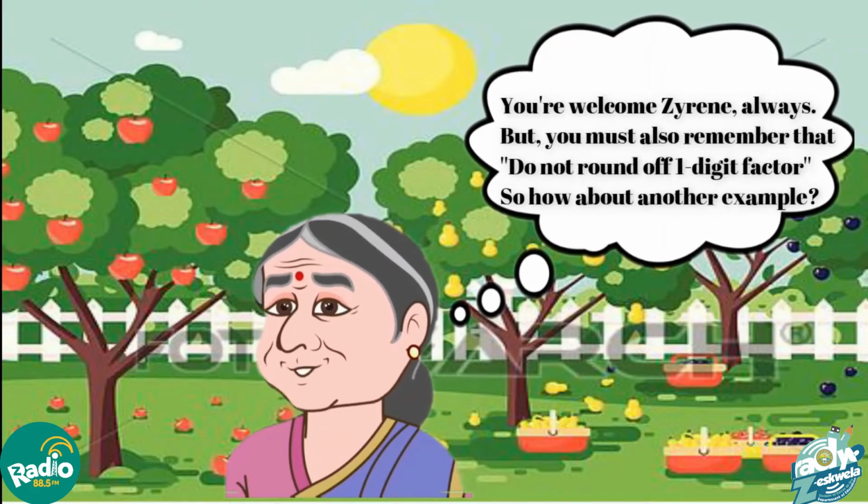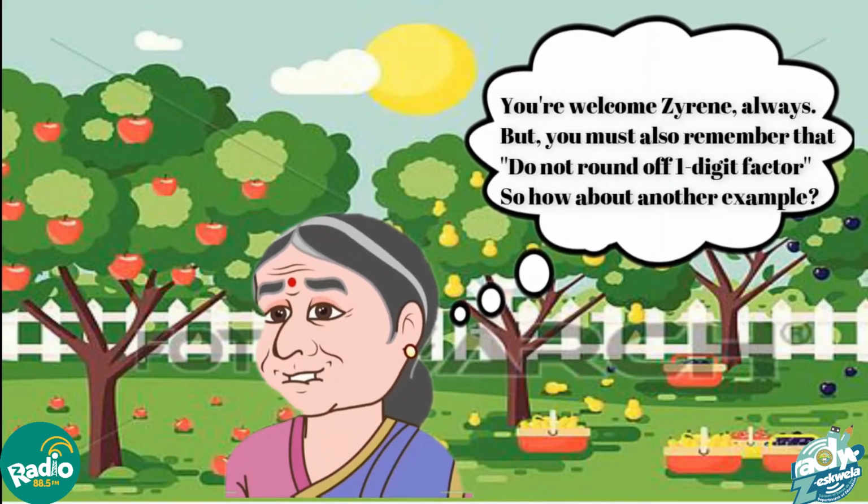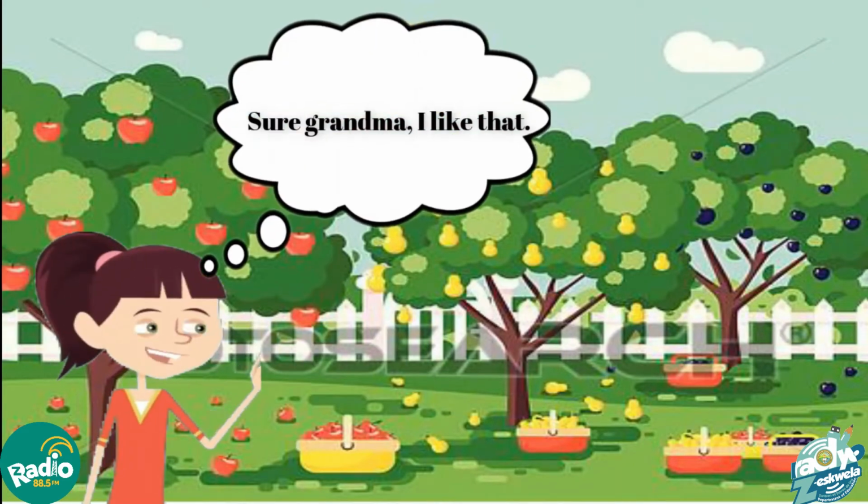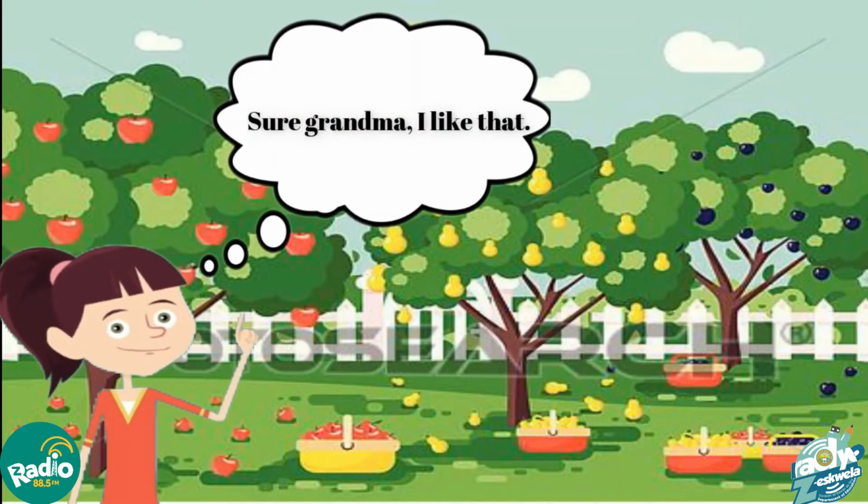But you must also remember that you do not round off one-digit factors. So how about another example? Sure, Grandma. I like that. And they both continue studying while Zyrene is learning how to estimate the product.